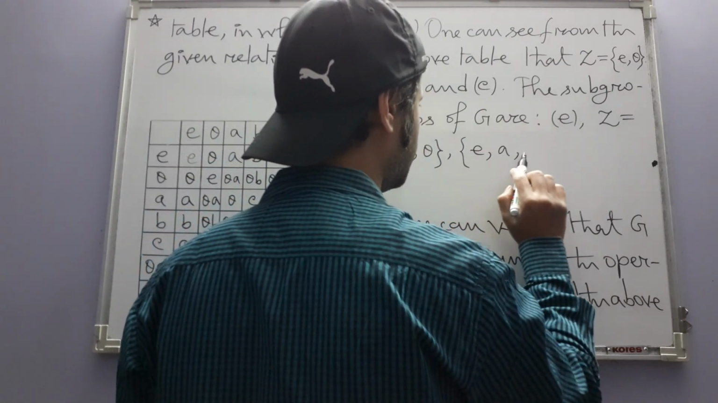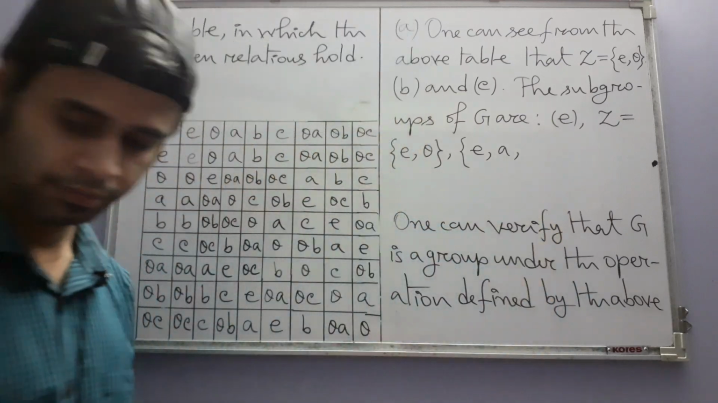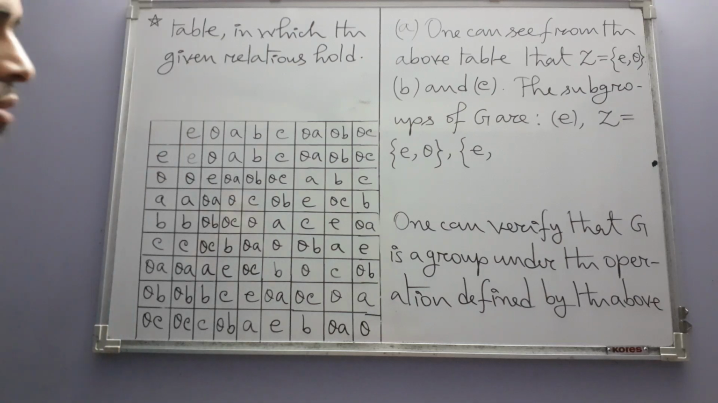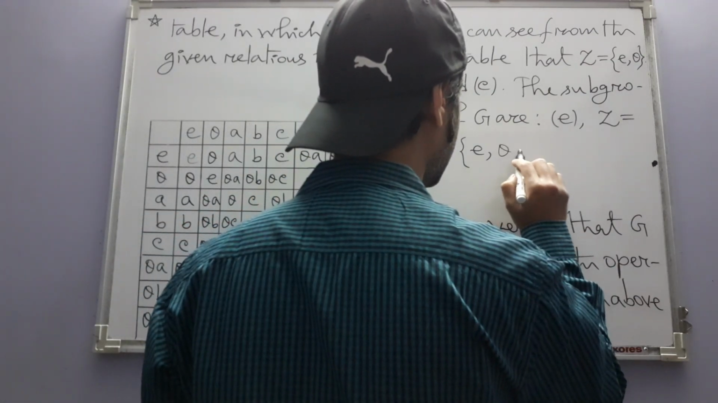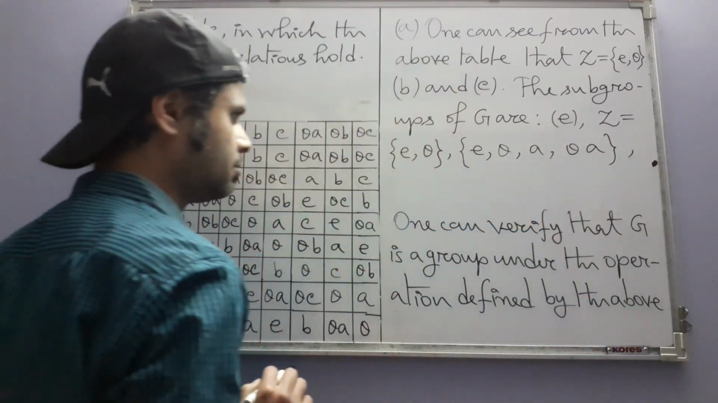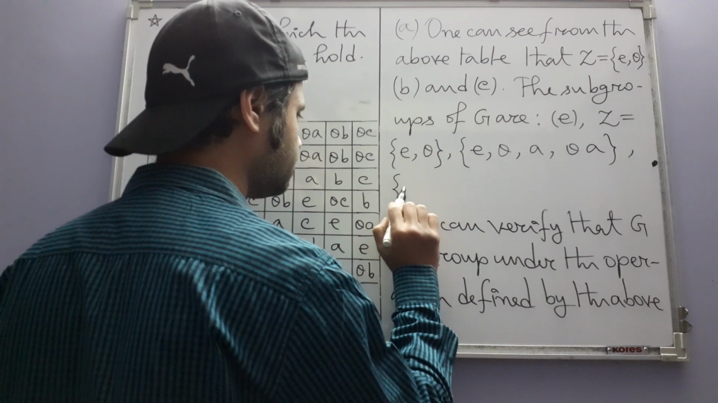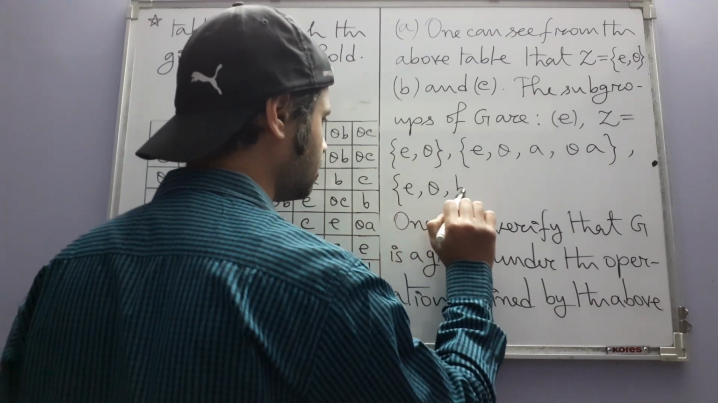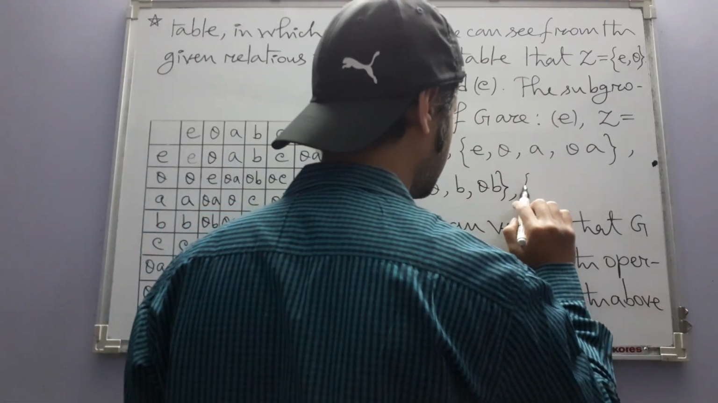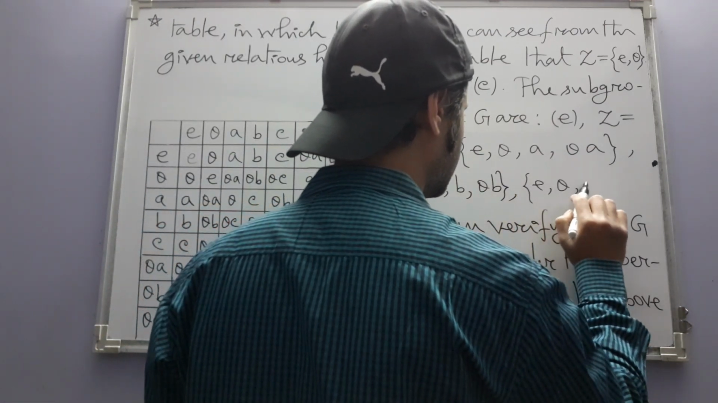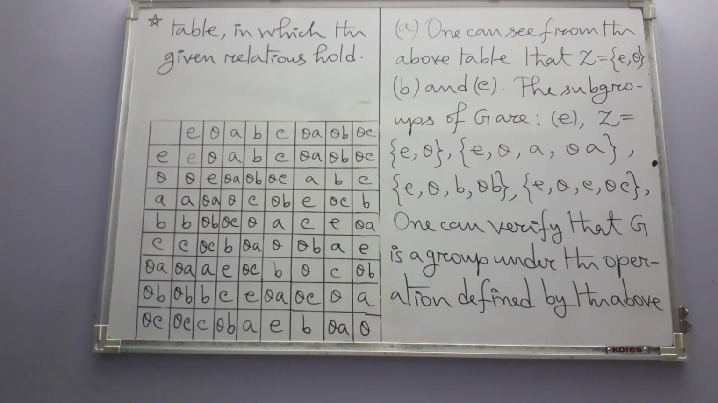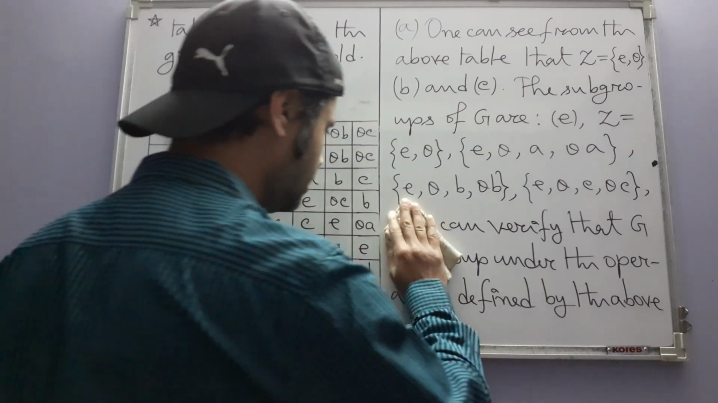E, A, although it does not matter which element we write first, but still E, theta, A, this is a 4 order subgroup. Just like that, E, theta, B is another one, E, theta, C is another one, and then there is of course G itself.